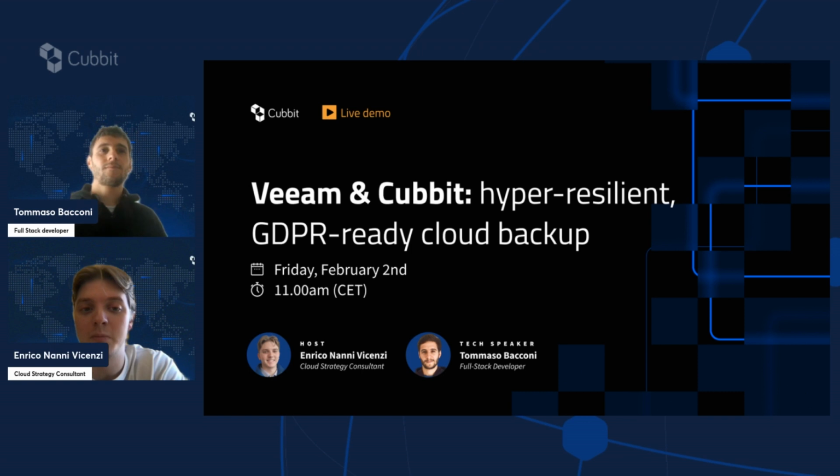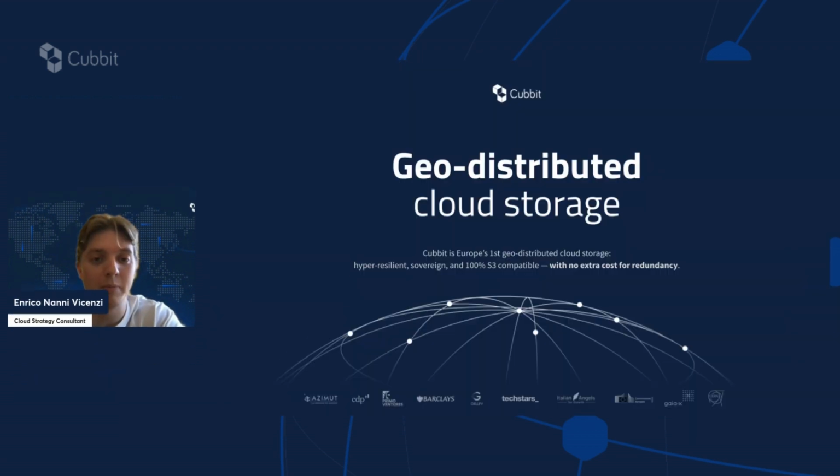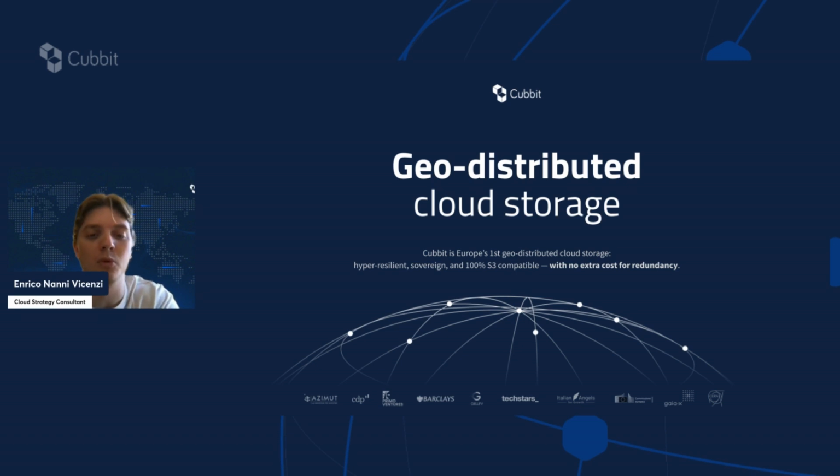So as I mentioned, this presentation is about Veeam and Cubbit. How do we integrate with each other, and how can you have a GDPR compliant solution? So what's Cubbit? As some of you may already know, we are the first geo-distributed cloud storage based in Italy. We basically have a cloud storage solution that's pretty different from what's on the market right now, as we do not rely on a centralized storage, but on a distributed one.